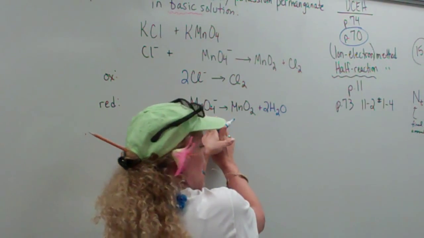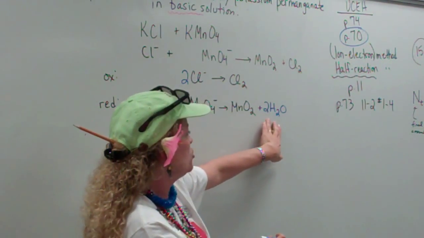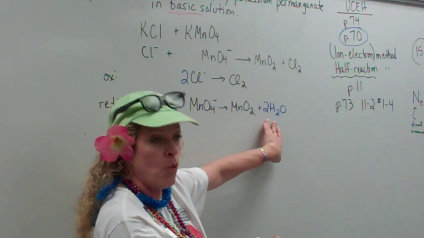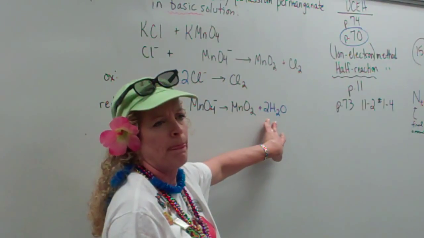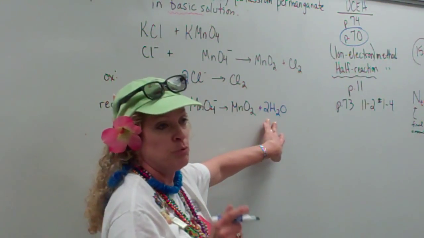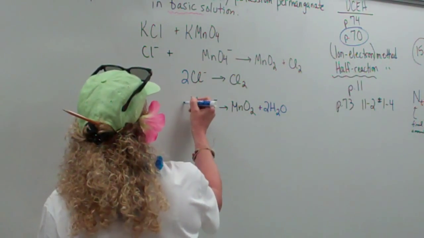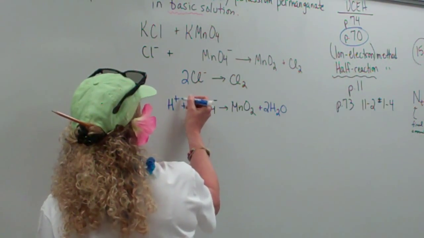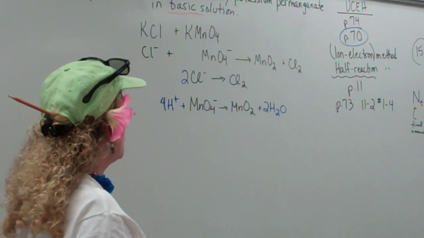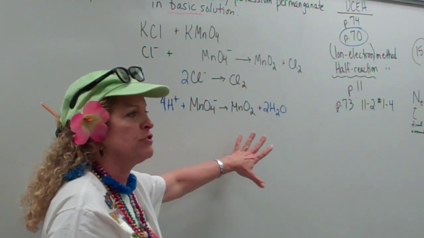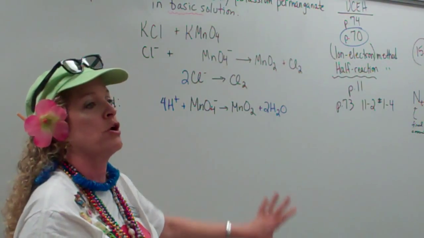Now I'm going to balance my hydrogens. How many do I have over here? 4. So what does your book say to add when we're balancing hydrogen? H pluses. So which side am I going to add them to? This one. Good. And how many am I going to add? 4. So now we've got manganese, oxygen, and hydrogen balanced. So all the atoms are balanced so far. We're about to tackle the charge.